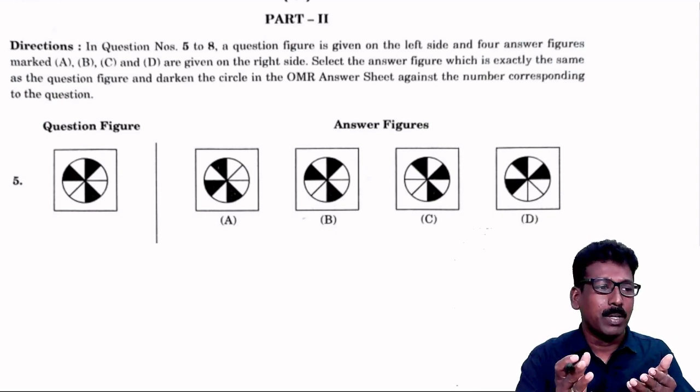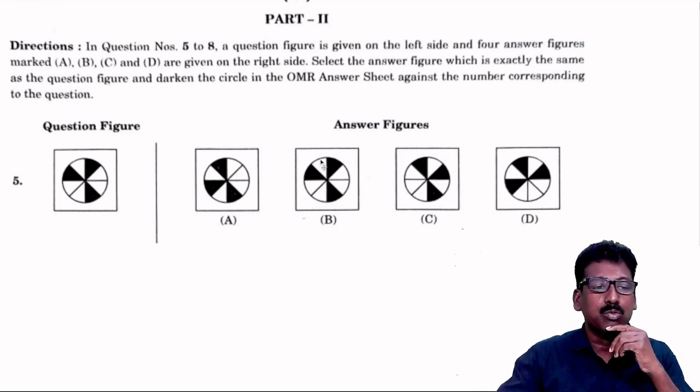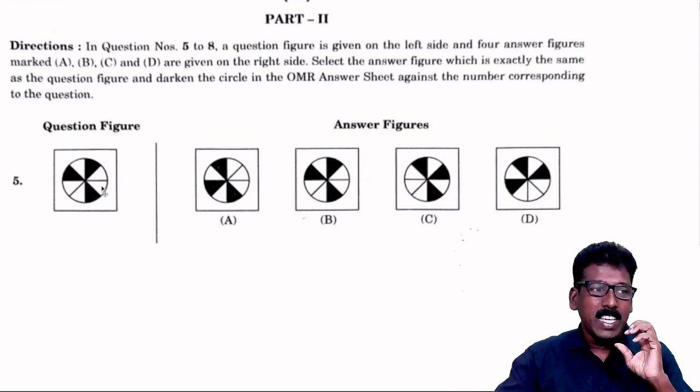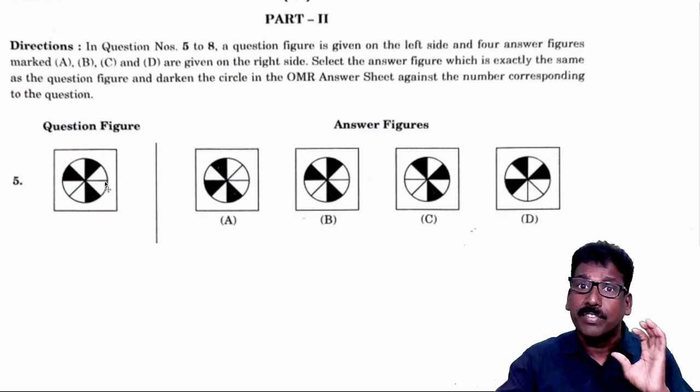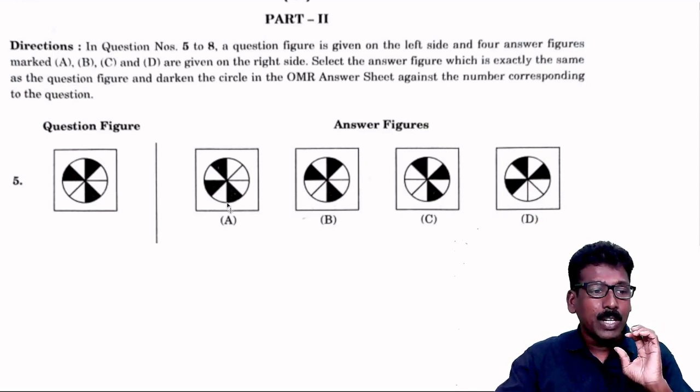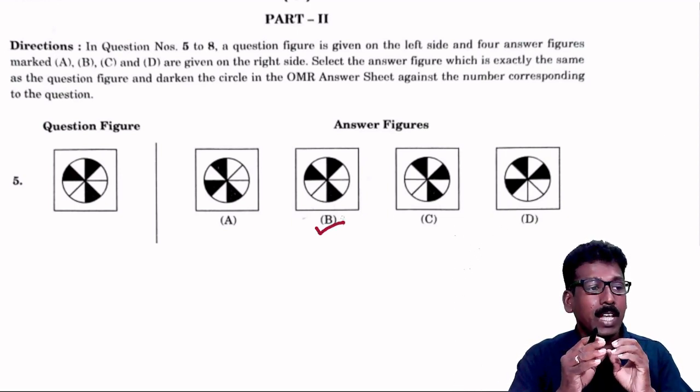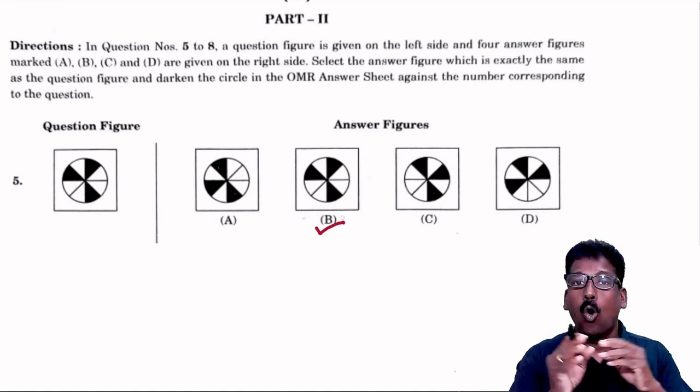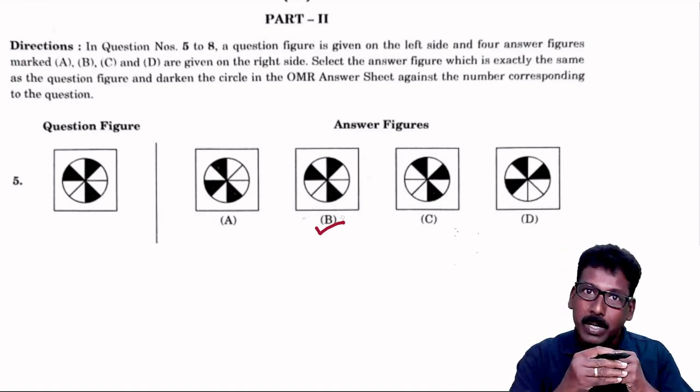This is very simple. One question figure is given and 4 answers are also given. Now you have to find out the exact question figure in the answer figures. You can see A is not exactly equal to the question figure, but you see B here. You can see 2 gaps, and 1 gap. The same comes here in B. So B will be the correct answer. So you have to darken question number 5, option B in your OMR sheet.